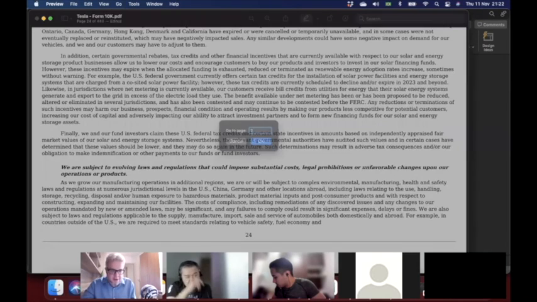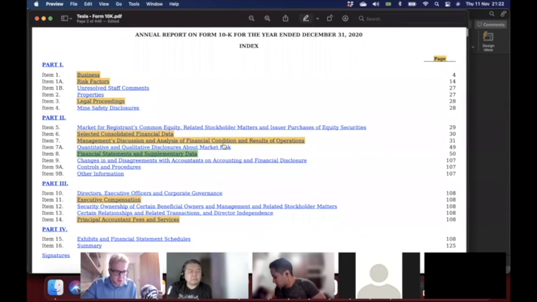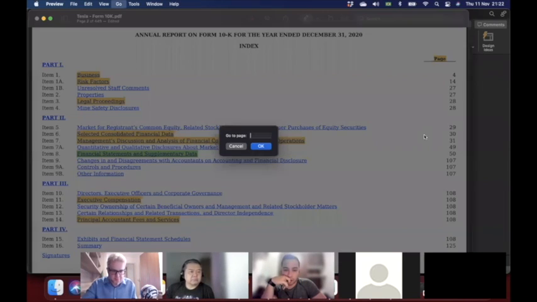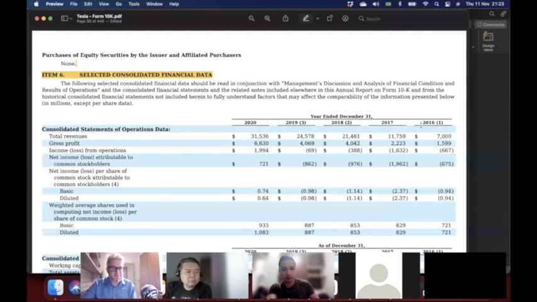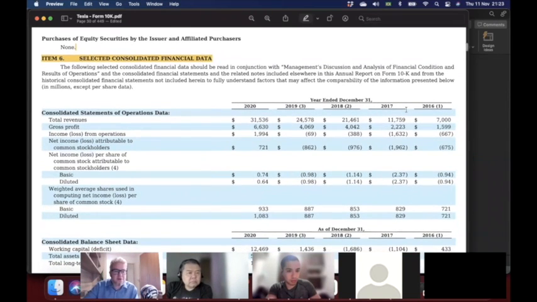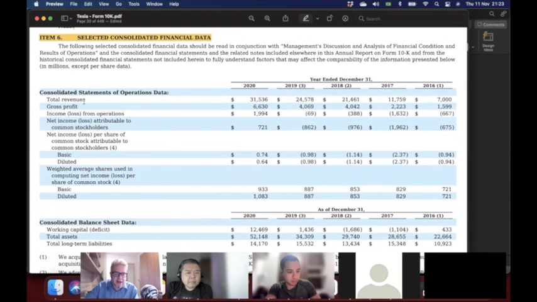Let me just go back here. And now we are going to take a look at the selected consolidated financial data. What does it mean? It is a summary of the most important numbers of the company. So the first line, total revenues. These numbers here, they are in millions, okay? So it means that we need to add 6 zeros here. So where you see 7,000, it means $7 billion, billion, okay, BN.